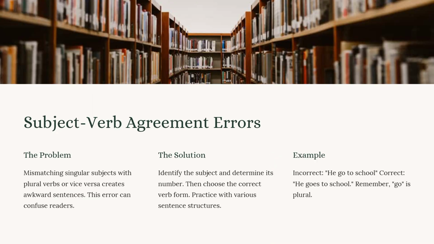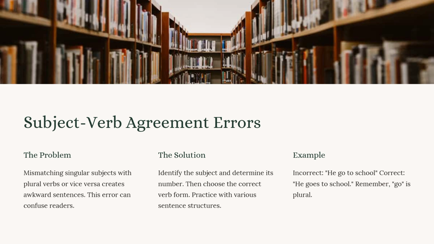Okay, so now let's dive into the first and one of the most common mistakes people make with verbs, and this is subject-verb agreement errors. Now, in English, the verb must agree with the subject in number. This means that if the subject is singular, the verb should also be singular. If the subject is plural, the verb must be plural. Although this might sound simple, it's an area where many learners struggle.